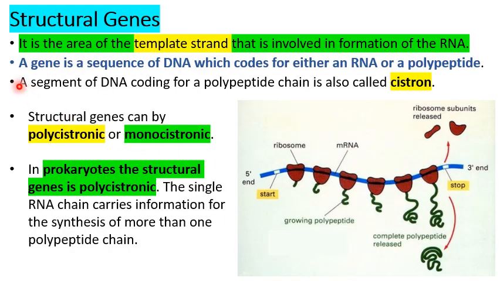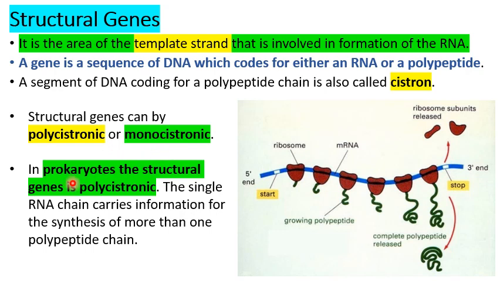Now coming to the region in between, that is the structural genes. What is that? It's the area of the template strand that is involved in the formation of the RNA. And a gene, how will you define a gene? It's a sequence of DNA that codes for either an RNA or a polypeptide. But Benzer gave another term for a gene, that is cistron. A segment of the DNA coding for a polypeptide chain is also called the cistron. Now structural genes can be polycistronic or monocistronic.